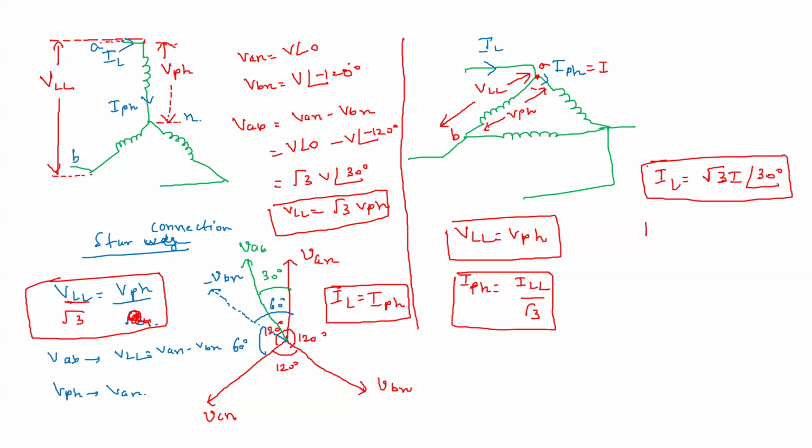In each of the phases, VAB is leading VAN by 30 degrees, and VBC will lead VBN by 30 degrees. So you will see that VBC will be root 3 V angle 150 degrees, because your VB is V angle minus 120 degrees, so it is leading the corresponding phase by 30 degrees. Just try to understand it in that way.